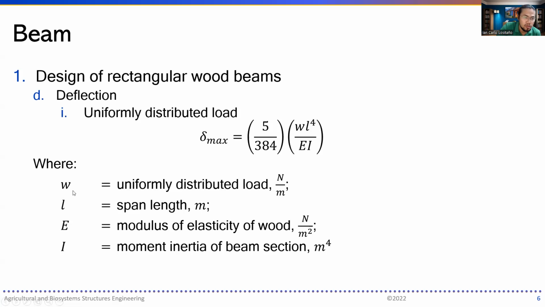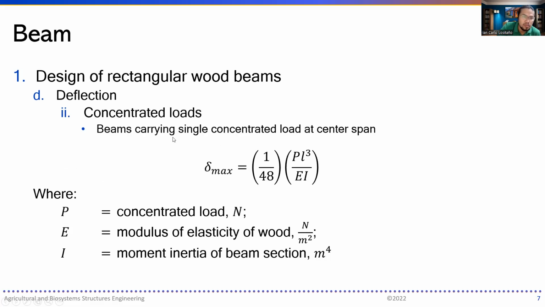So W is the uniformly distributed load, in Newton per meter. You have the span length in meters, the modulus of elasticity of wood in newtons per meter squared, and the moment of inertia of the beam section. The formula for the maximum deflection is 5 over 384 times the quantity WL raised to the fourth, all over E times I. This would give the maximum deflection, and the maximum deflection should be below the allowable.